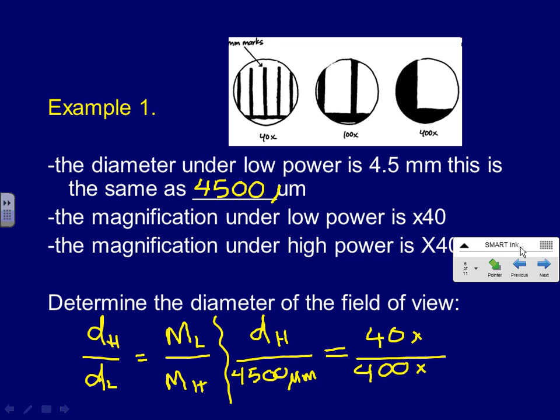X. Thank you. I need to get rid of this on the bottom, so I'm going to multiply both sides by 4,500 micrometers. Here again, times 4,500 micrometers. That cancels those out. So DH is 40 divided by 400 times 4,500. DH equals.